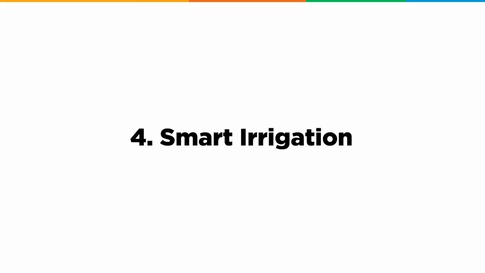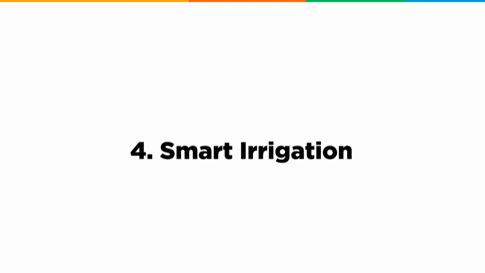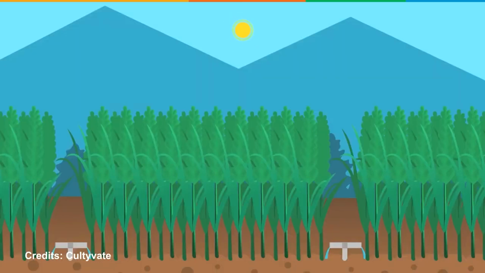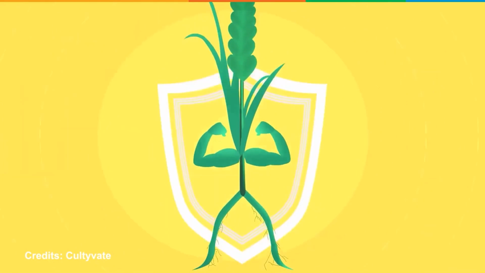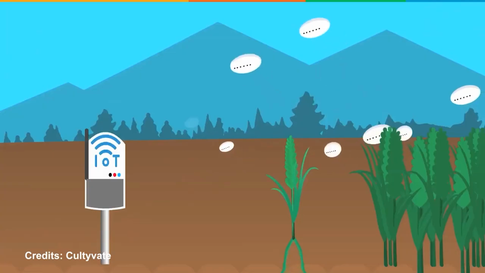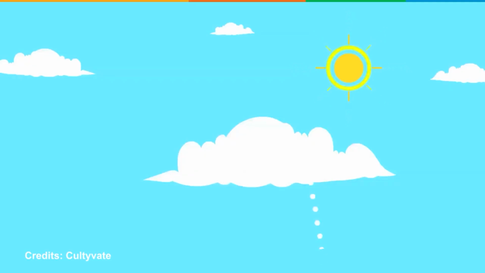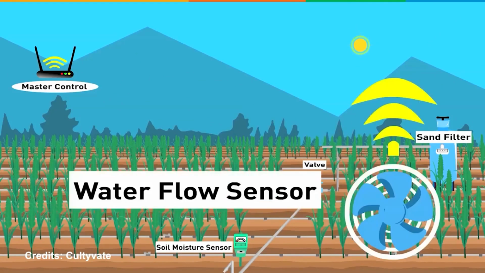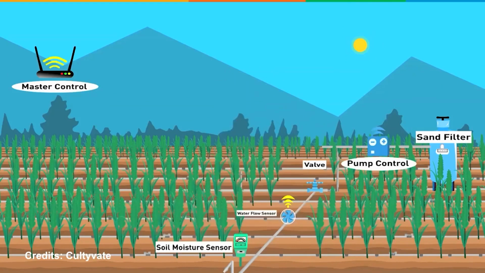At number 4, we have smart irrigation. Now, with changing climate and recurrent water crisis, farmers suffer a great deal with growing crops. Smart irrigation puts an end to this ordeal. This system comes with a moisture sensor that checks the soil for its water content. When the soil moisture drops below a certain value, the system triggers the water supply.